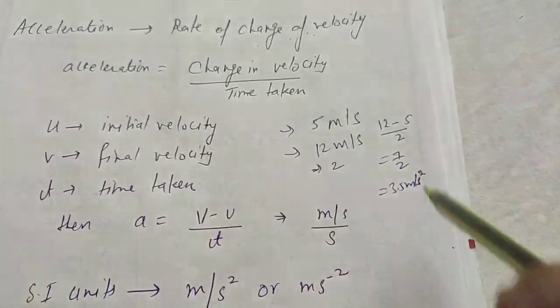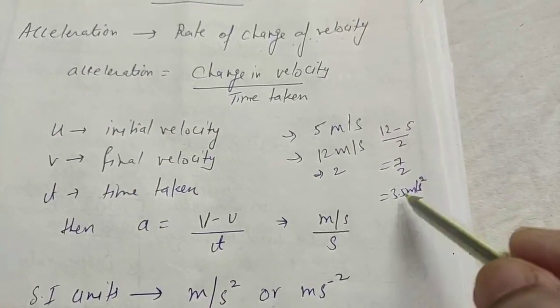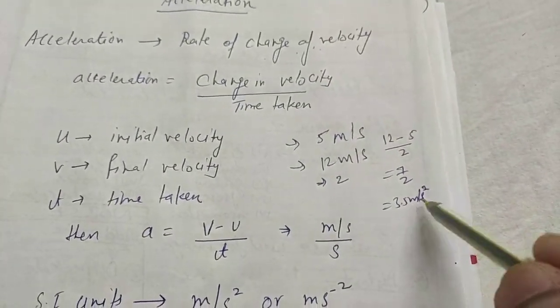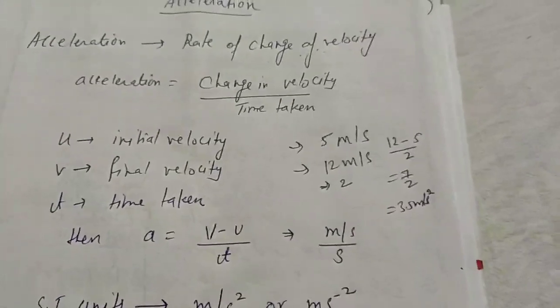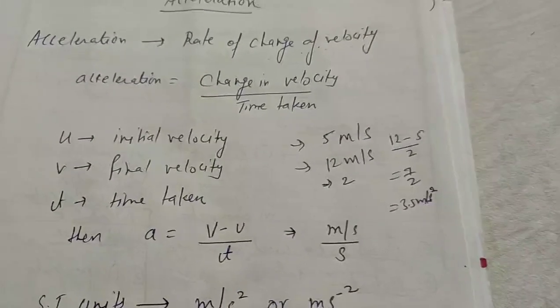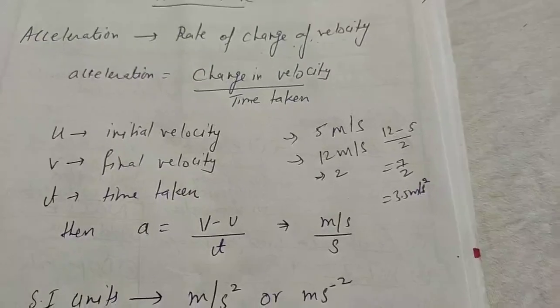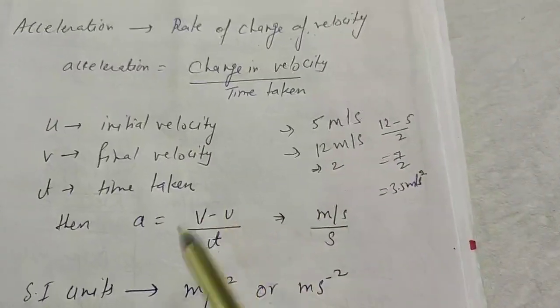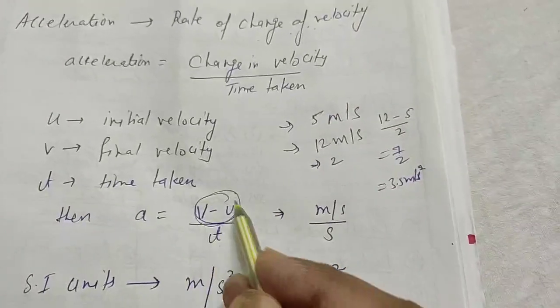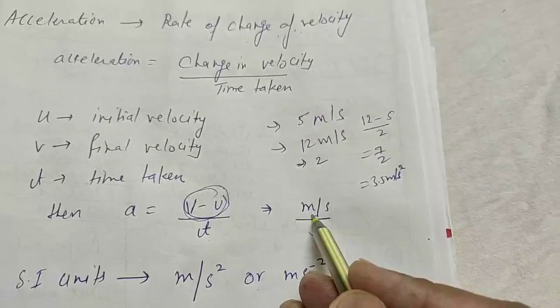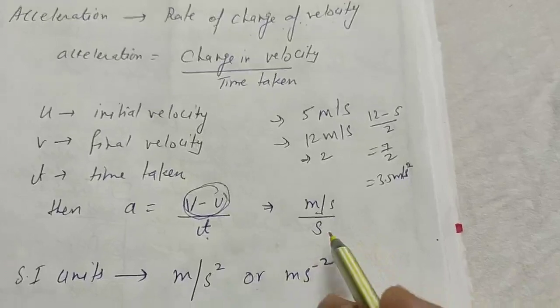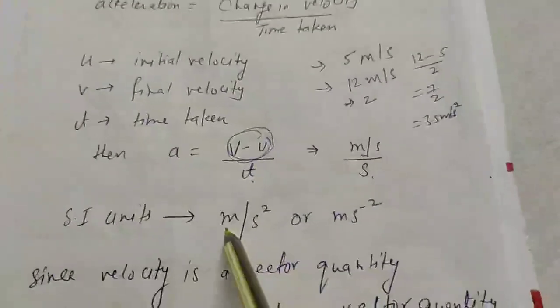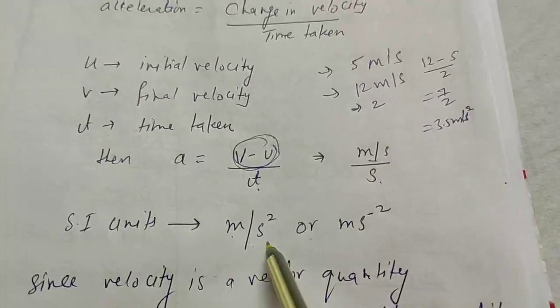We'll discuss the units also. The acceleration is 3.5 meters per second square. That means the velocity is increasing by 3.5 every second. So the formula is v minus u upon t. Since the top part represents velocity, whose unit is meters per second, and this is time, that means seconds, the SI unit becomes meters per second square.